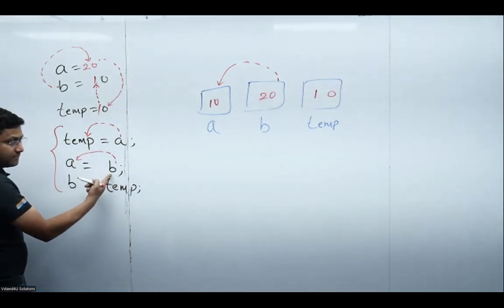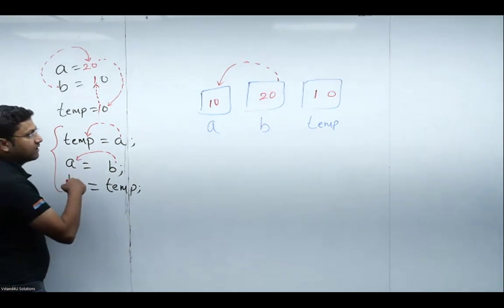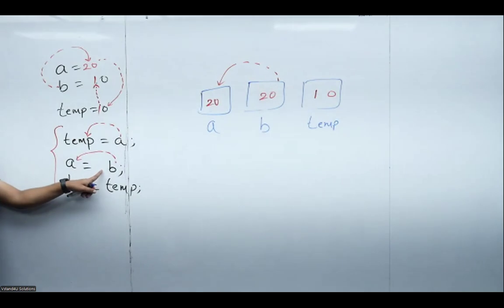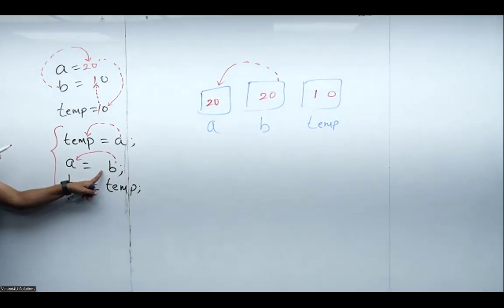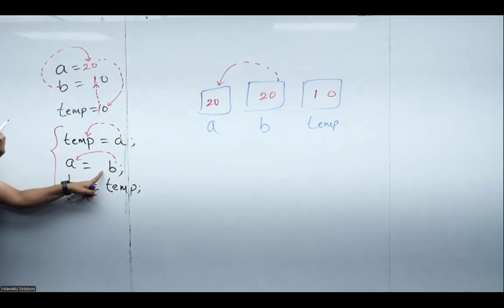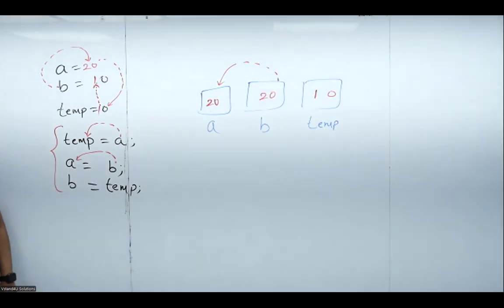What is the value of B? Where am I assigning? A becomes B, story over. Don't you think at this moment A is B? B is temp. Clear to everybody?